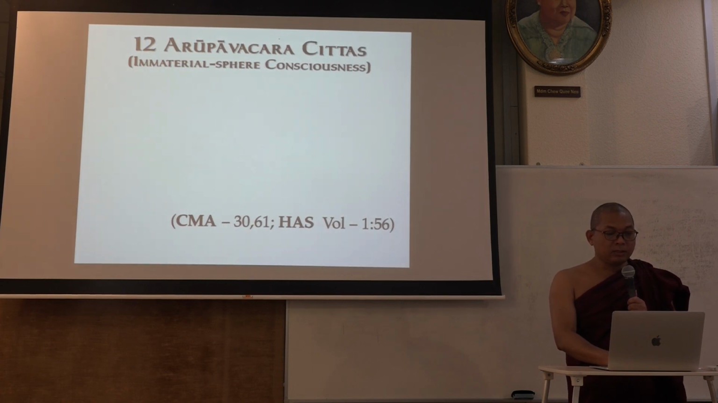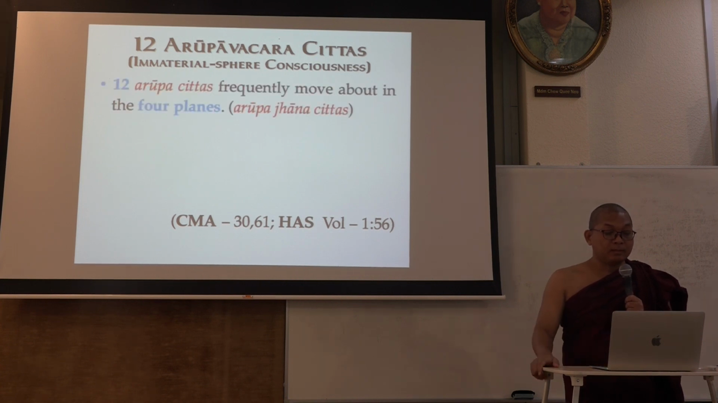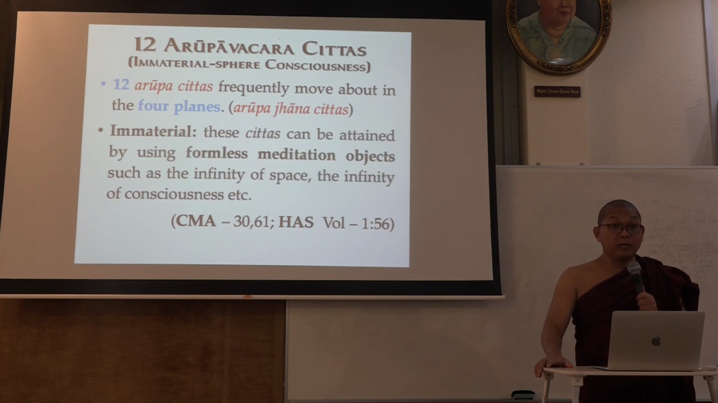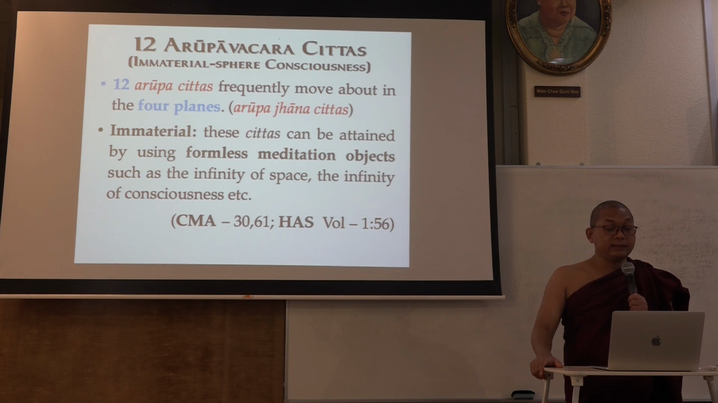So now let's talk about the 12 Arupa Vajra Chetas, immaterial sphere consciousness. The 12 Arupa Chetas frequently move about in the four Arupa planes. We call it Arupa, immaterial, because these chetas can be attained by using a formless meditation object, such as the infinity of space. Your meditation object is the infinity of space and the infinity of consciousness, not a rupa, not a material phenomenon.